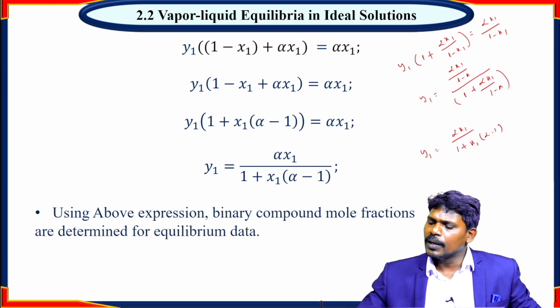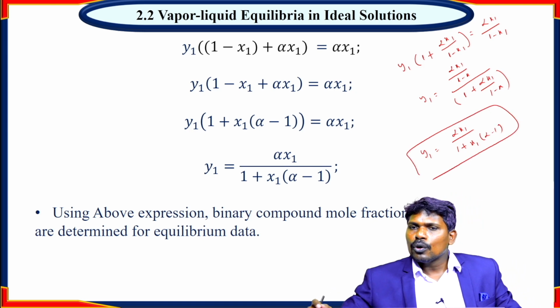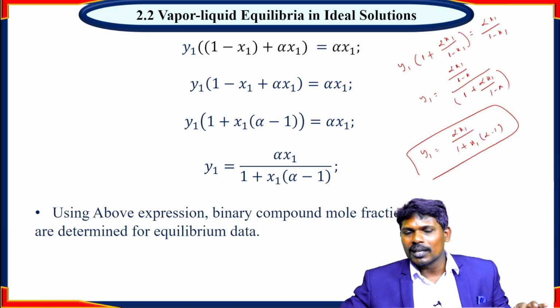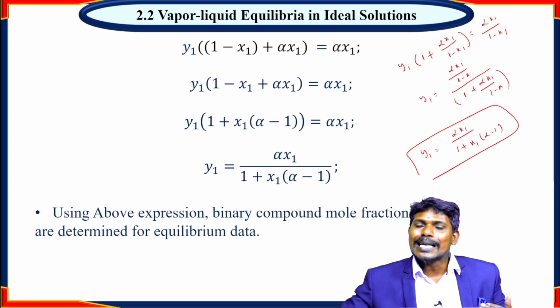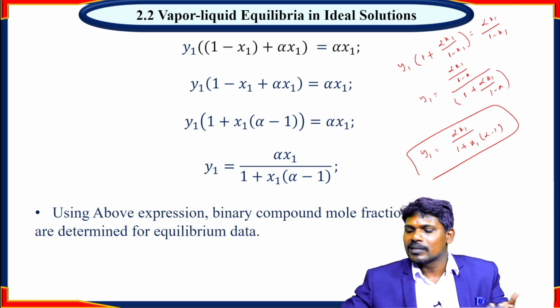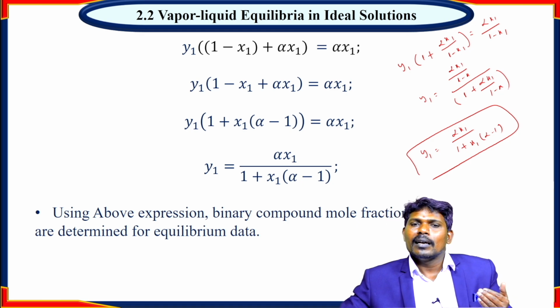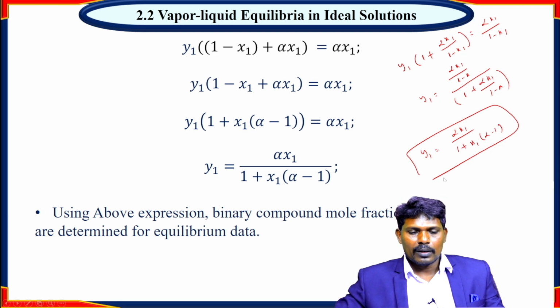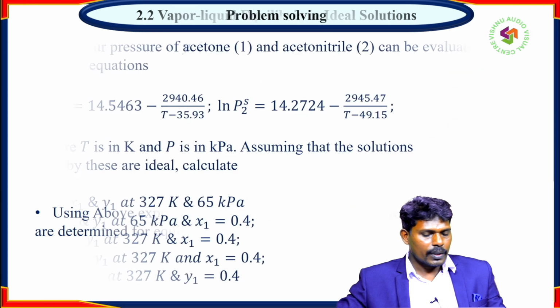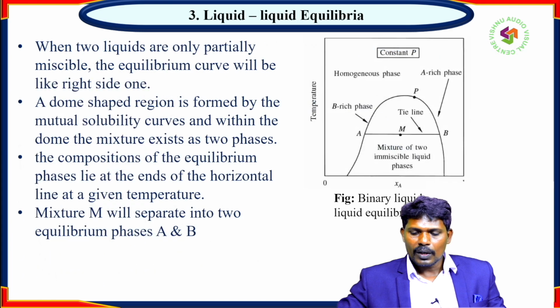Why are we writing this? If you know the relative volatility alpha and the mole fraction of compound 1 in the liquid phase, then you can find the equilibrium mole fraction in the vapor phase. Likewise at other temperatures, if we know a certain mole fraction in the liquid, we can easily determine the vapor liquid equilibrium data from this expression. We'll do this later.